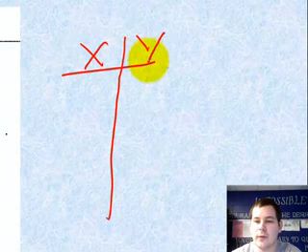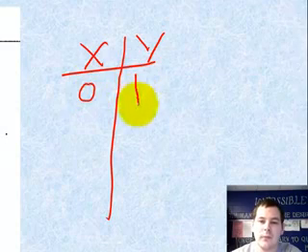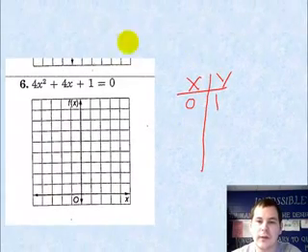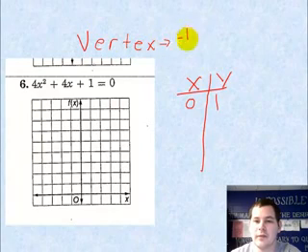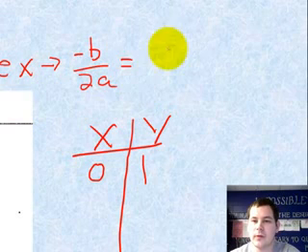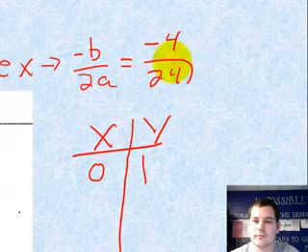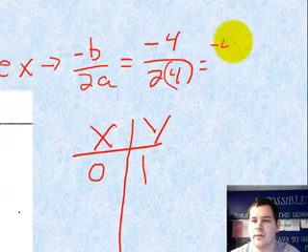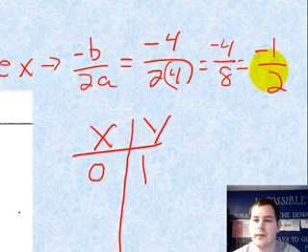I have x and I have a y. It's easy to identify x is 0. That's just my c value. The other one I want to find is the vertex. It's important to remember the vertex formula is -b over 2a. So I have an a value of 4, I have a b value of 4. So I have -4 over 2 times 4, which equals -4 over 8, which I can reduce down to -1/2.